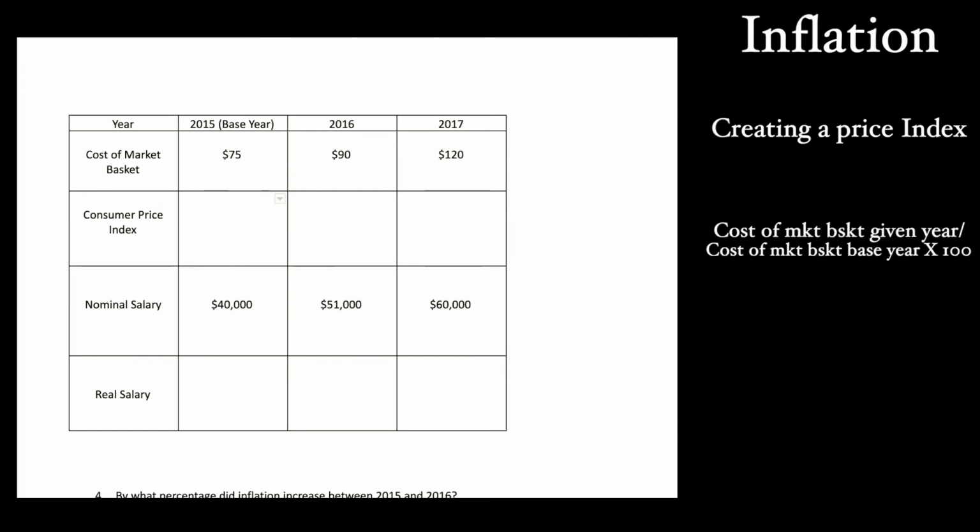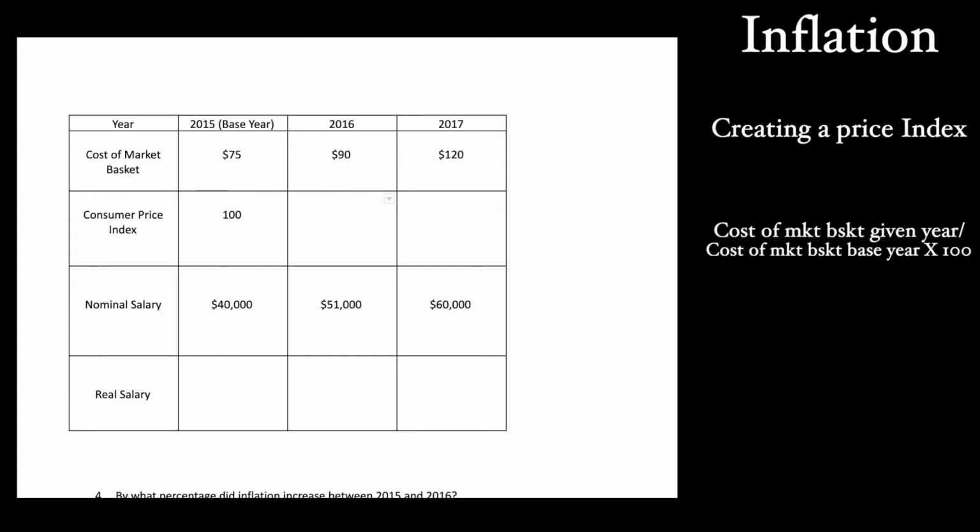So in order to find your CPI, create your price index, you're going to take the cost of a market basket in whatever year you're looking for. In this case, it's 2015. Divide it by the cost of the market basket in the base year. In this case, the base year is 2015. It's labeled. And then multiply by 100, and that will give you your price index. So for this first one, because it's the base year, it's always going to be 100. And just to prove it, 75 divided by 75 times 100 is 100.